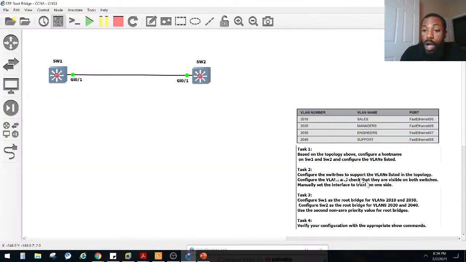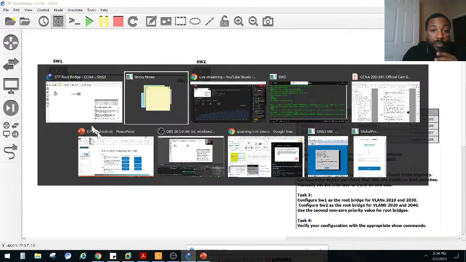So task 2, configure the switches to support VLANs. We did that. Configure the VLANs and check that they are visible on both switches. Manually set the interface to trunk on one side. So let's go to switch 1 and trunk this side of the interface. That's what they're talking about. This is going to be a trunk port, hard coded as a trunk basically. That side is most likely going to be auto, but let's check though, right?